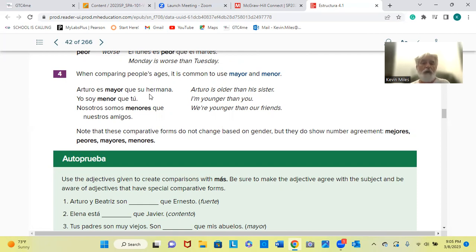Arturo is older than his sister. Yo soy menor que tú. Now we're going to use menor, younger. I am younger than you. Yo soy menor que tú. So take a look at that section and be familiar with it.